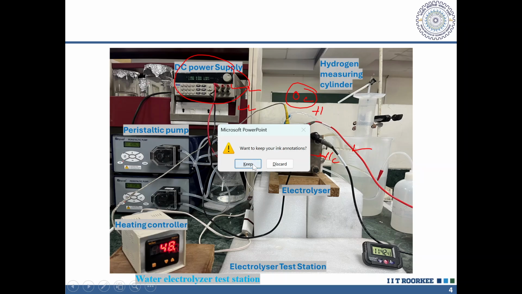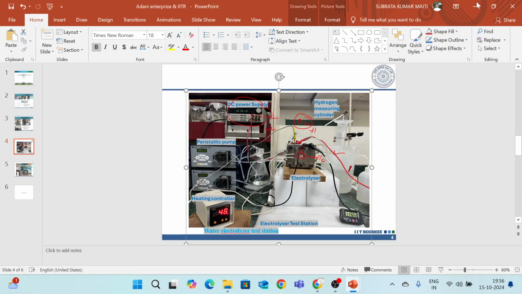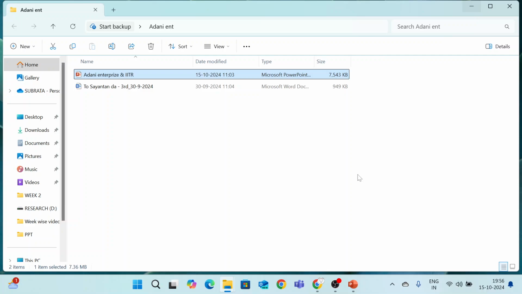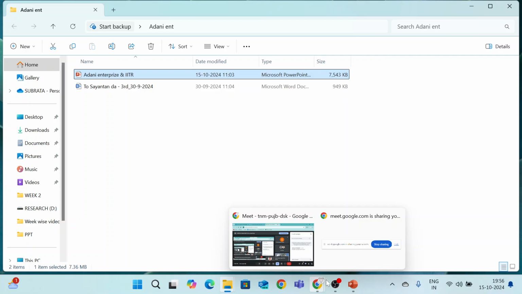This is my setup. I promised you these things in the first classes, at the start of the course. That's why I tried to show you the setup in our laboratory at IIT Roorkee.